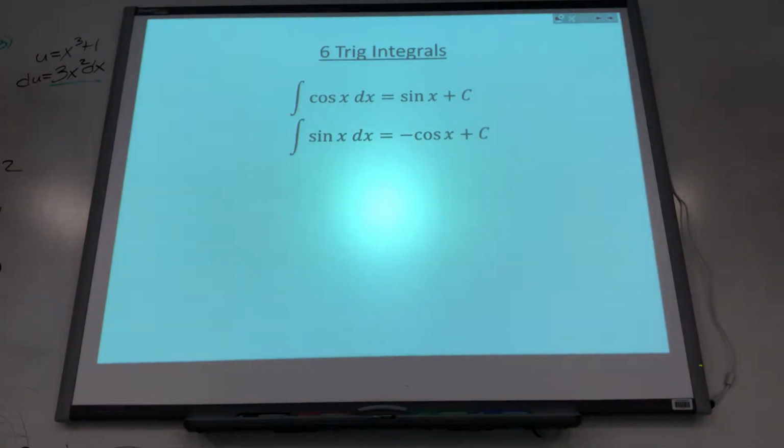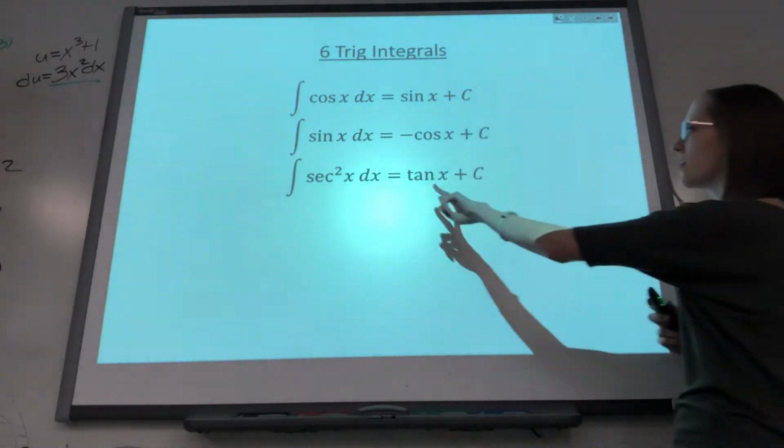Now, the second one I have up here, the integral of sine of x dx. Well, it's kind of the opposite of what it was with the derivatives. Now that equals negative cosine of x plus c. Then the rest of them aren't just single trig functions. These are a little bit different. If you integrate secant squared of x with respect to x, that equals tangent of x plus c.